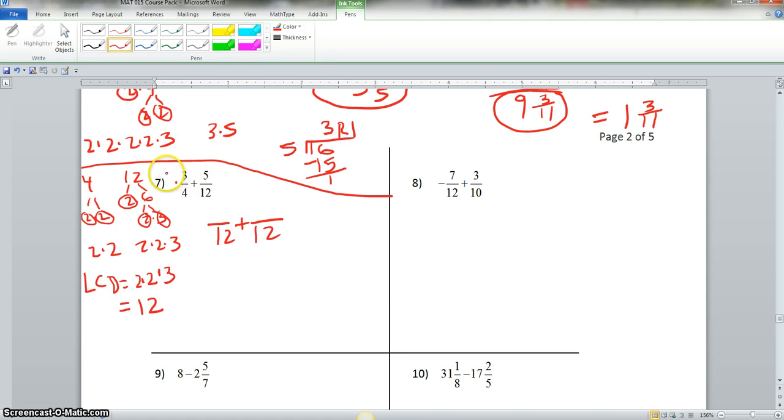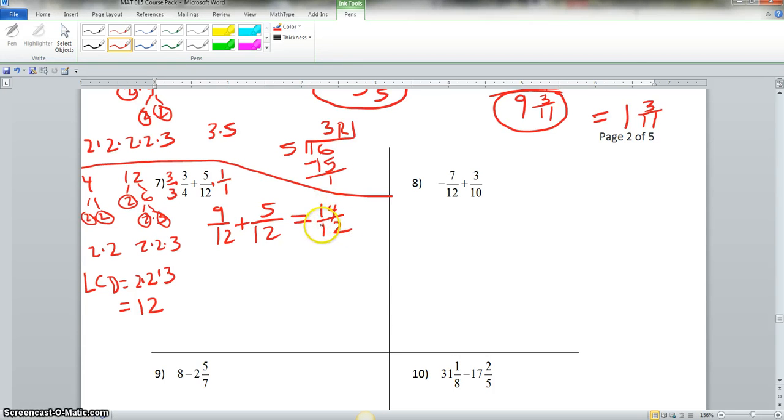So we'll multiply the numerator and denominator by 3. 3 times 3 is 9, and we know 3 times 4 was 12. So now we take 12 divided by 12, which is 1. So we'll multiply this numerator and denominator by 1. 5 times 1 is 5. Now we add them together. 9 12ths plus 5 12ths is 14 12ths.